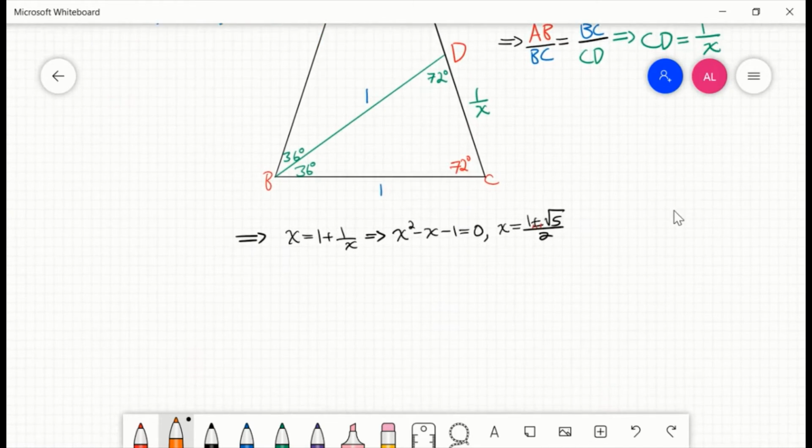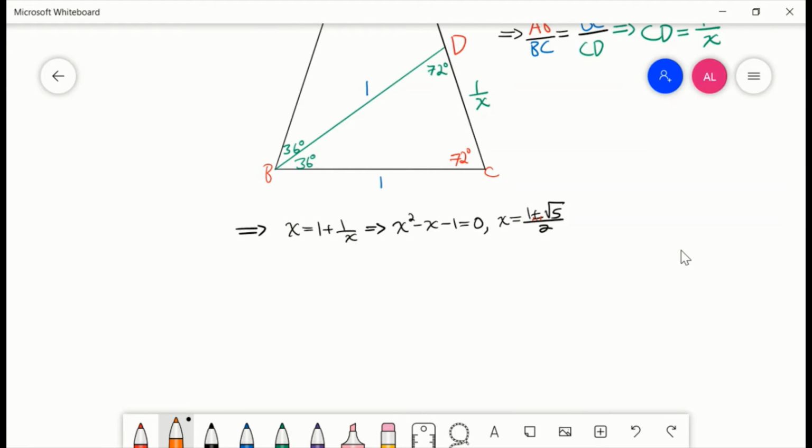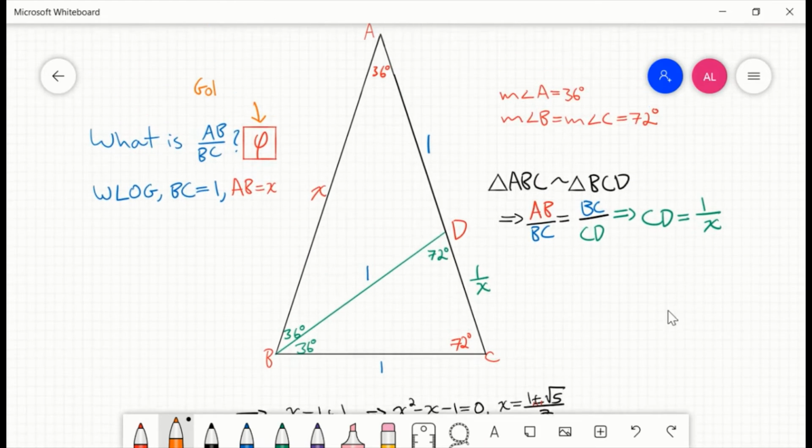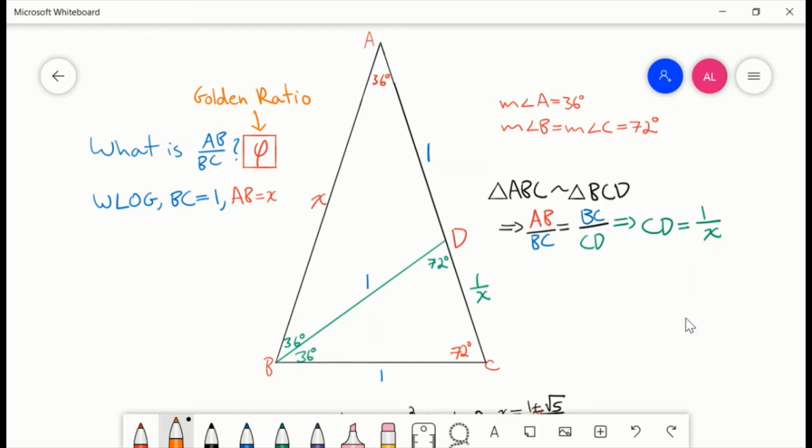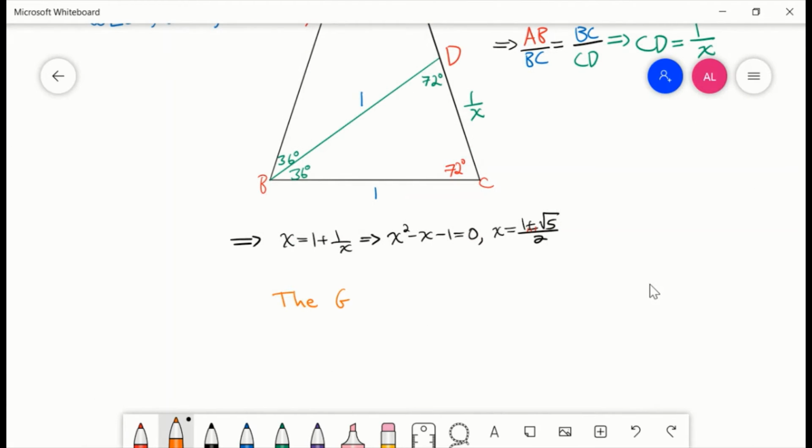Now, why is this such an important number? So this answer right here is the golden ratio. So now, why is this number so important? Well, I'm just going to do a quick demonstration of the golden ratio right here.